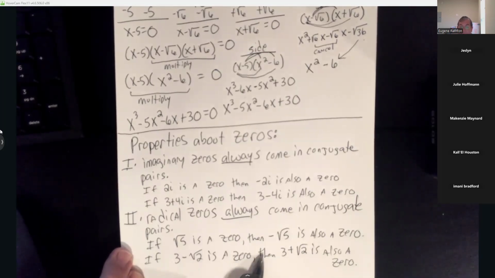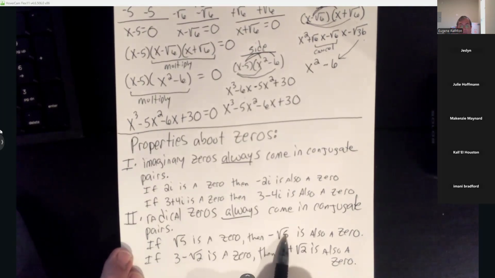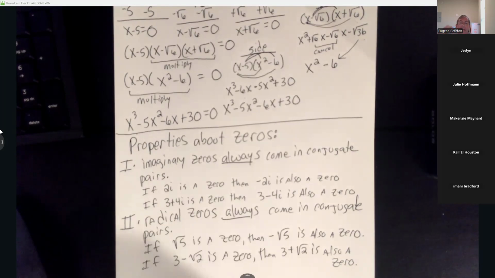Notice the number in front doesn't change. It's what's in front of these radicals that changes. 3 minus square root of 2, 3 plus square root of 2. Square root of 5, negative square root of 5. If one of these is a 0, then the other one has to be a 0 also, okay? So remember that for these next few questions.